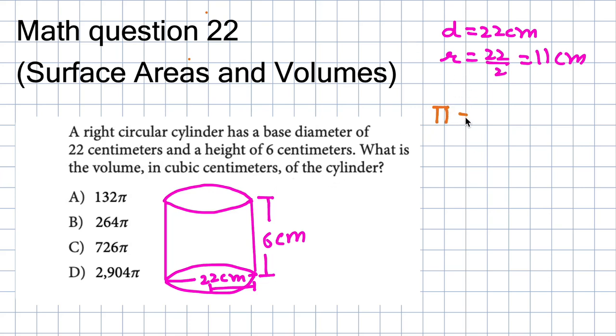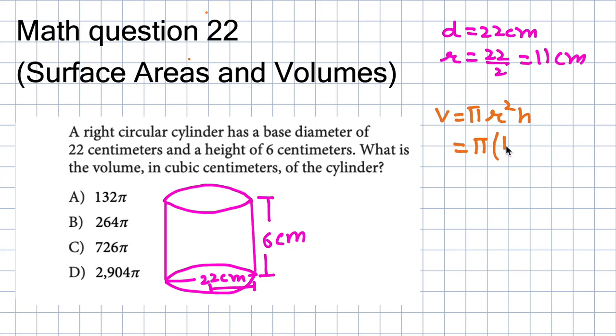So volume of the cylinder is equal to pi r squared h. We have to just plug in the values. See, our options are giving you pi itself. So we do not need to put the value of pi, which is 22 by 7 or 3.14, because our options are in pi itself. So we will be leaving pi as it is.